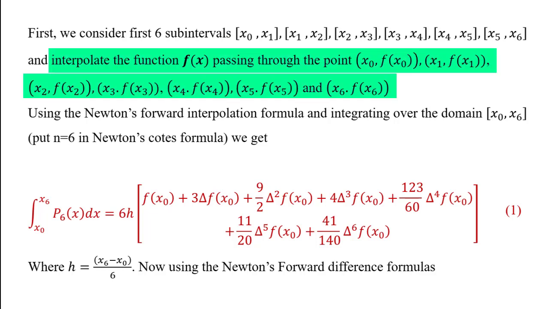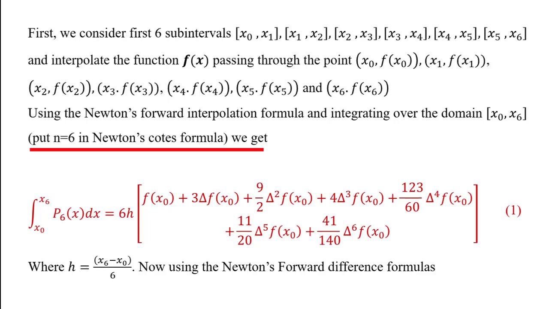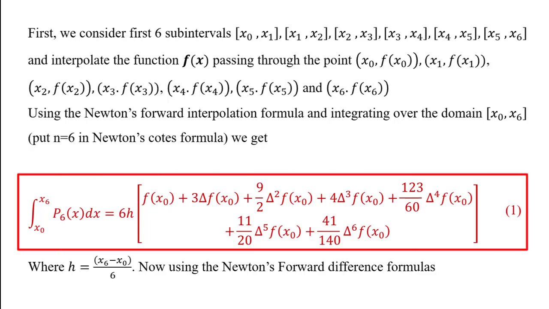First of all, we will interpolate our function f of x over the 6 subintervals passing through the points (x0, f(x0)), (x1, f(x1)), and so on up to (x6, f(x6)). Using Newton's forward interpolation formula and integrating over the domain x0 to x6, or putting n equal to 6 in Newton's formula, we get the following form given in equation 1. Here h is the width of the subintervals.